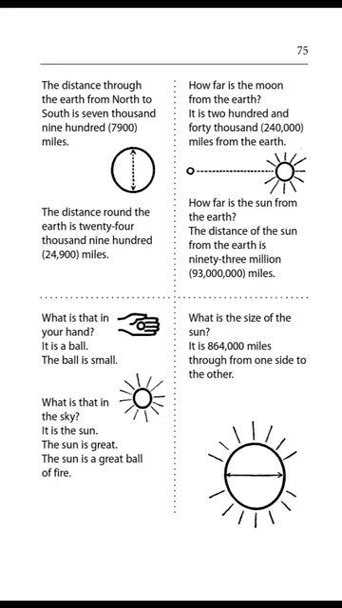What is that in your hand? It is a ball. The ball is small. What is that in the sky? It is the sun. The sun is great. The sun is a great ball of fire. What is the size of the sun? It is 864,000 miles from one side to the other.